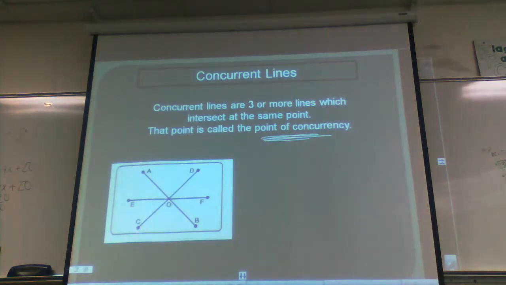Okay, and it's all going to really deal with, at least for today, what kind of circles we can draw in relation to the triangles we're looking at. That's going to be the whole circumscribed and inscribed part of it. So at the very least, for lines to be called concurrent, they have to be three lines intersecting at the same point. You can have as many as you want. You can have 100 lines intersecting at the same point, they're still called concurrent.